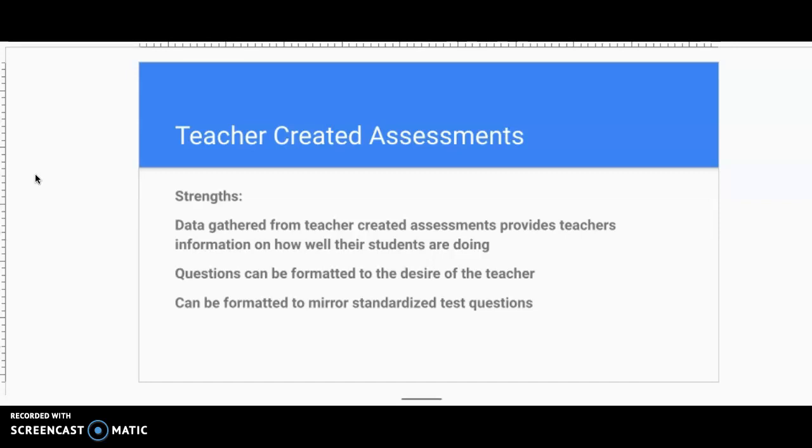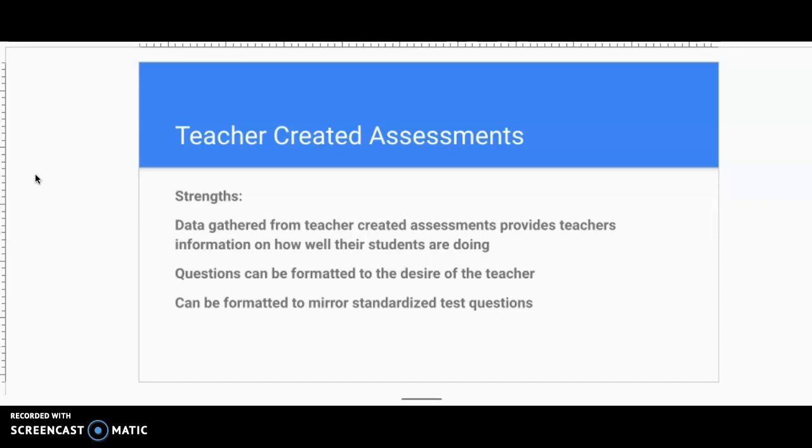And that leads me to my third strength there is, again, the questions can be formatted to mirror standardized test questions. And in fact, when we made these 5th grade common assessments a couple years ago, that was the goal when we created the questions, in that they are worded and formatted in a way similar to what students will be seeing on PSSA testing.